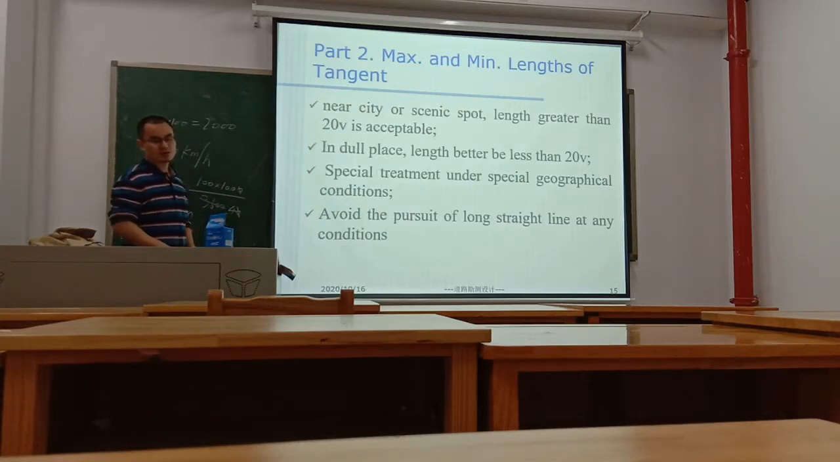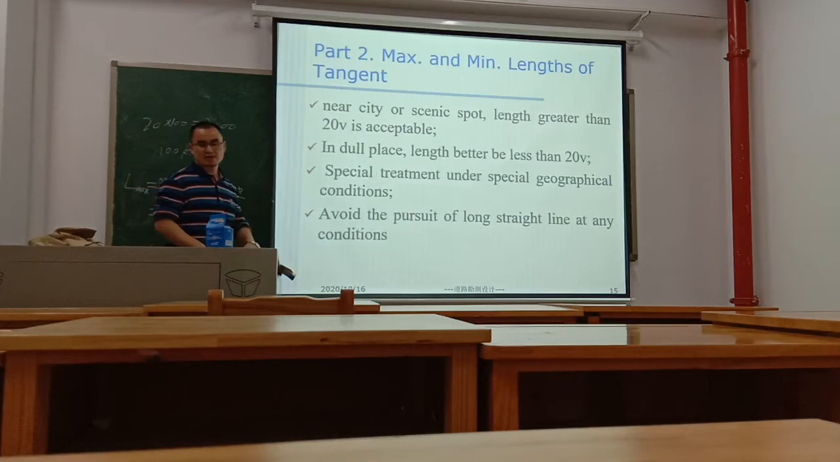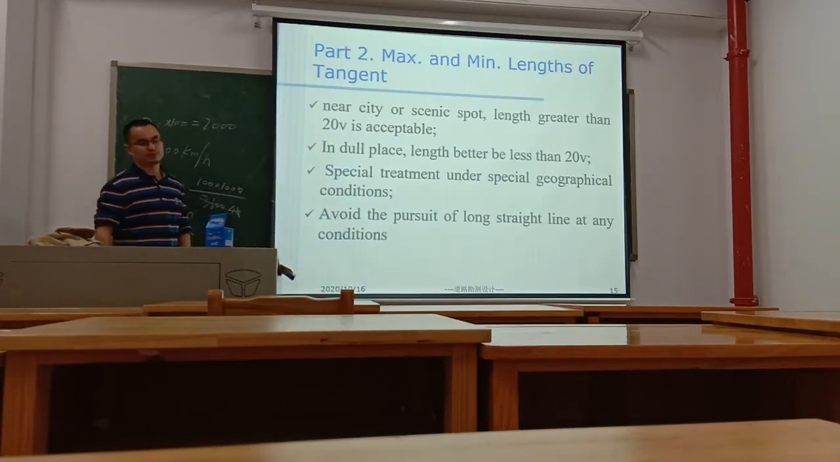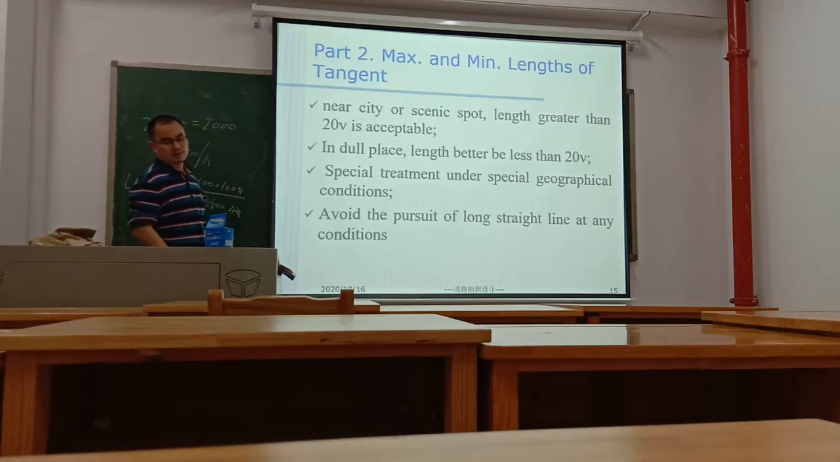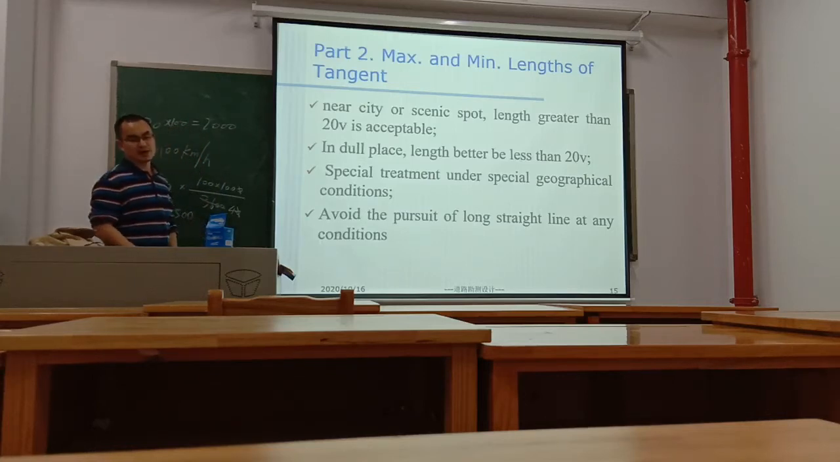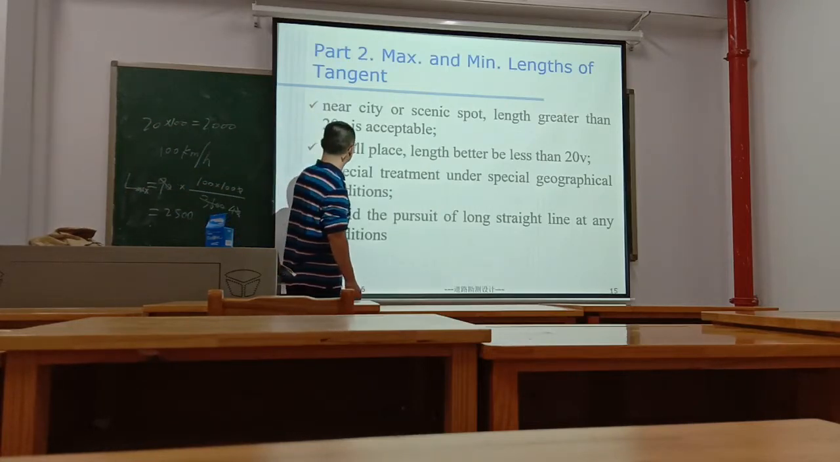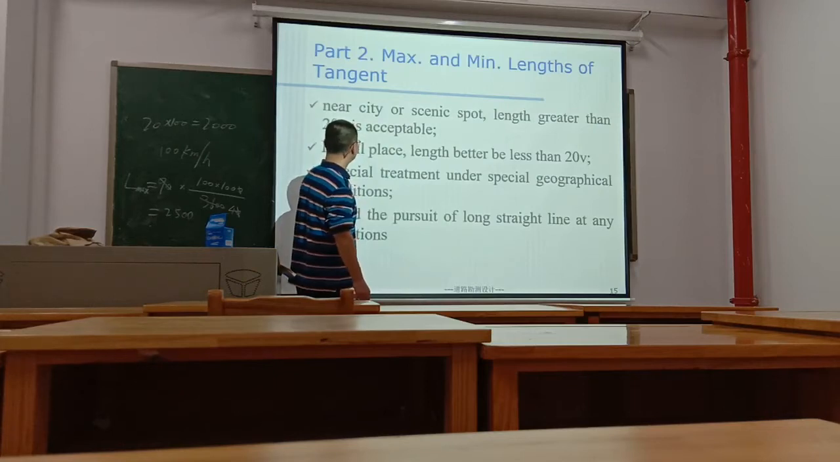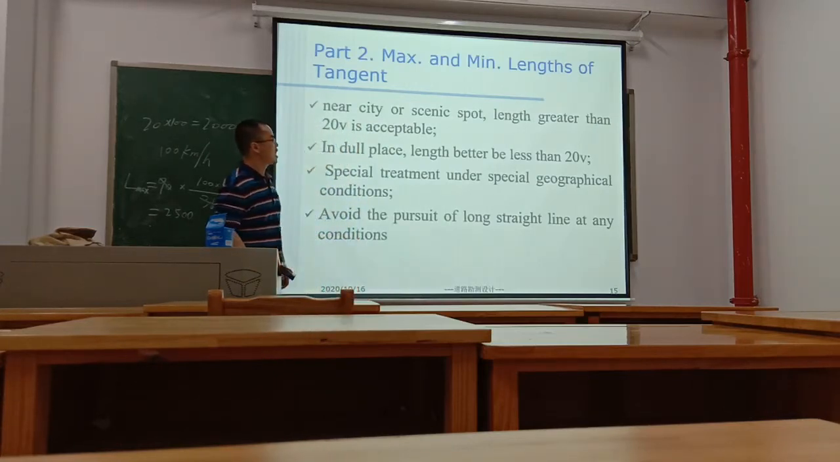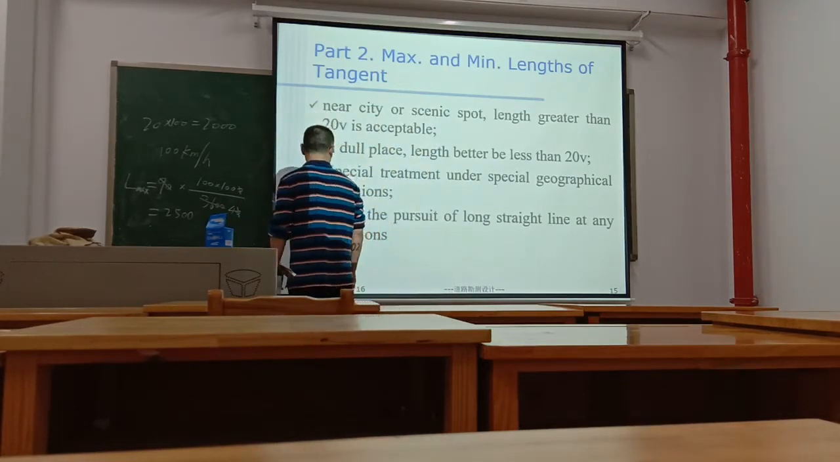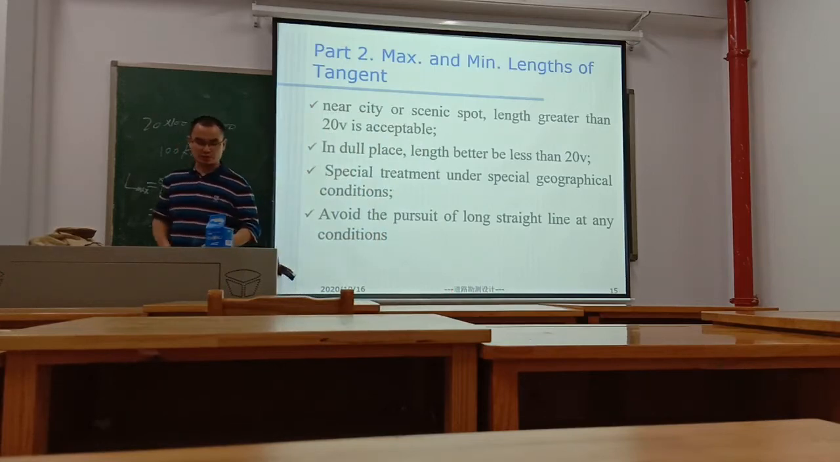Near a city or scenic spot, a length greater than 20 times velocity is acceptable. In a dark place, the length had better be less than 20 times velocity. Special treatment under special geographical conditions. Avoid the pursuit of a long straight line under any conditions.